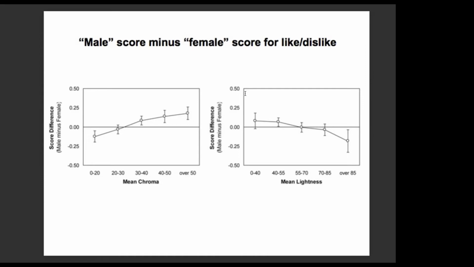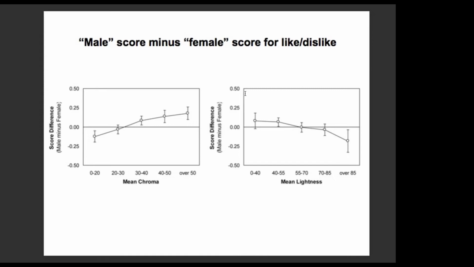So if that value is a high positive value, that means male observers prefer that kind of mean chroma value. On the left-hand side, we can see that male observers tended to prefer higher mean chroma colors than female observers. Or, using a different way, perhaps we can say that female observers tended to prefer lower mean chroma color pairs.